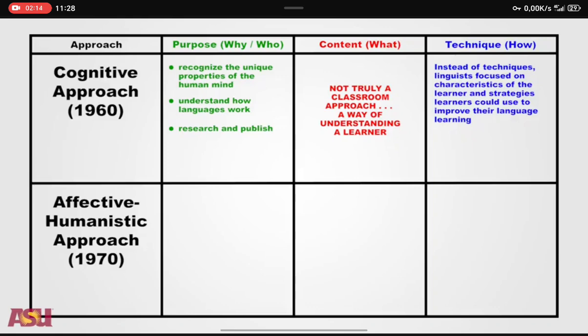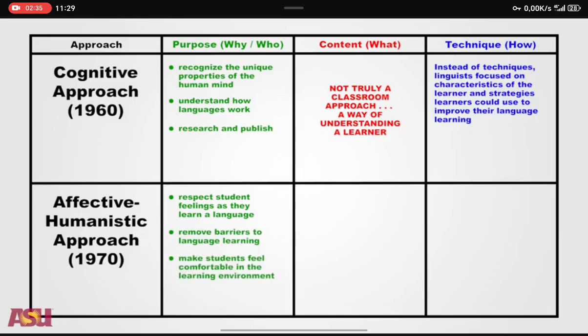The affective humanistic approach is almost exactly the opposite of the cognitive approach. In the early 1970s, people began to focus a lot on learners' feelings and looking for ways to remove some of the barriers to language learning that many learners experienced in the classrooms of the past. The major focus was on making learners comfortable and providing a soothing learning experience.